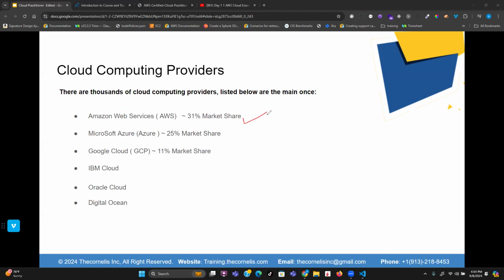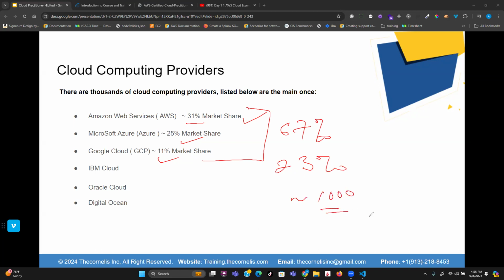The first one is AWS, Amazon Web Services. Amazon Web Services has 31% of the market share. If you see anybody out there using IT services over the cloud, 31% of them are using AWS. 25% are using Azure, while 11% of them are using Google. So among these three cloud service providers, if my math serves me well, this is like 67% out of 100. So that means the remaining 33% are being shared by approximately 1,000 cloud providers. So these are the ones you need to focus on.